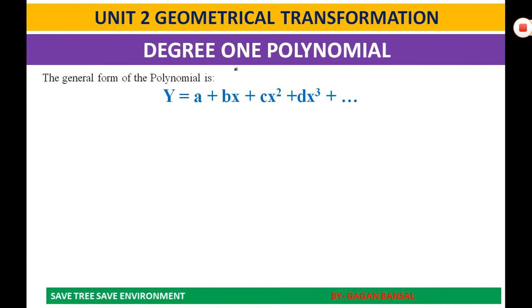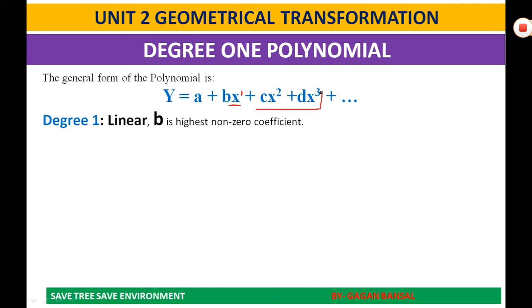Similarly for the 1 degree polynomial, we know the general form of the polynomial: y equals a plus bx plus cx square plus dx cube and so on. For a degree 1 polynomial, the independent variable x has the power 1, which means coefficient b is non-zero. Till b it is non-zero, the rest are all 0. That kind of polynomial equation determines the curve known as a 1 degree polynomial curve.